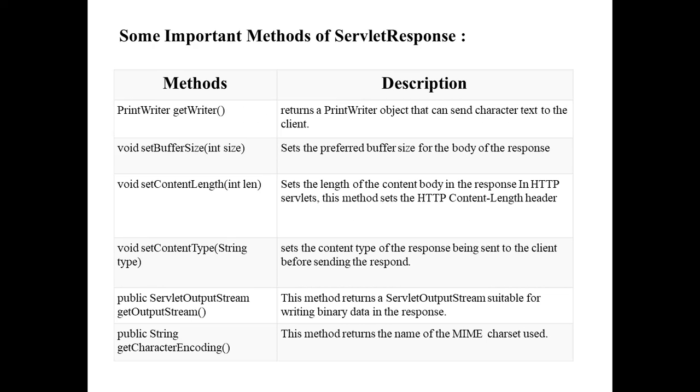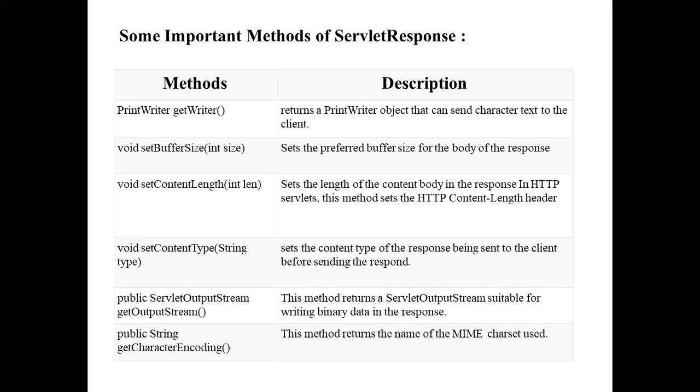Let's see some methods of the ServletResponse interface. First method is PrintWriter getWriter(). This method returns the PrintWriter object that can send character text to the client. So the PrintWriter is simply used to print the message onto the client side.